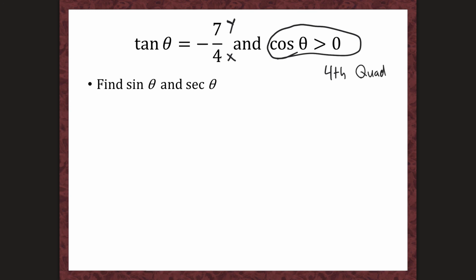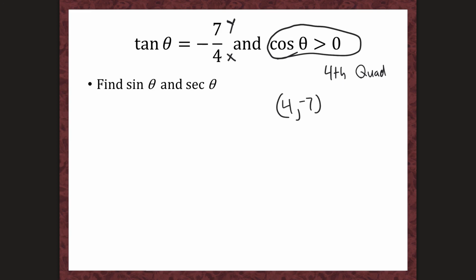So we know we're in the fourth quadrant. x is positive, y is negative. In the fourth quadrant, x is positive, y is negative. So our 4 is going to be positive, and our 7 is going to be negative, because that is what is positive and what is negative in the fourth quadrant. Okay, so now I have my coordinate.